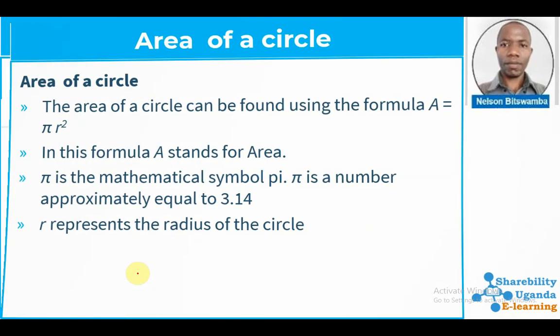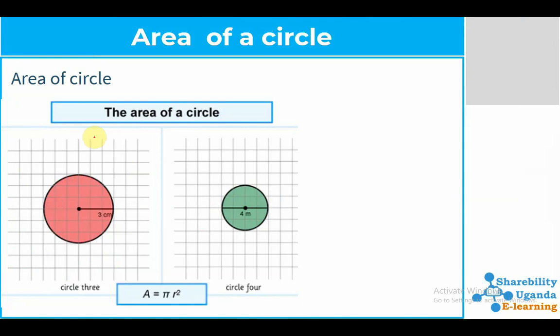Let's have a look at the problems that we might be given. In our diagram, we have been given different circles: circle 1, circle 3, and circle 4. We shall be able to find the areas of these circles.